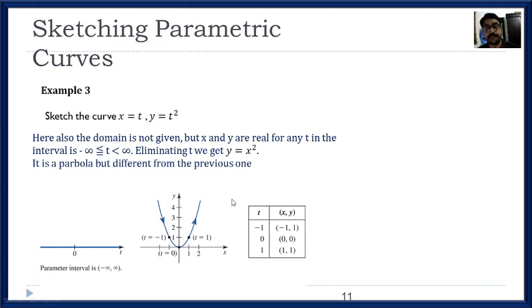So you can draw by taking the points x, y for various t. You have to take more points, then only you can identify what is the shape exactly of this curve. So don't stick to 3 points, take 7, 8, 9 points, then plotting the points you will get the shape.